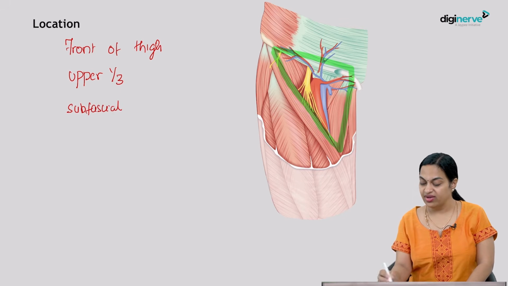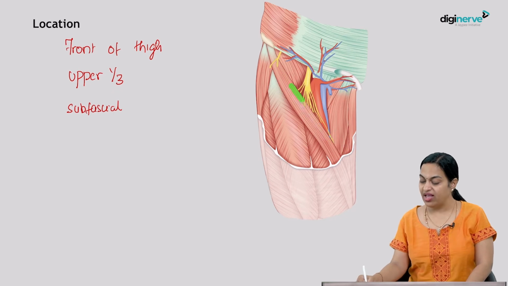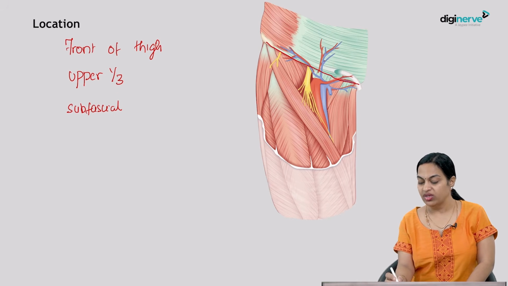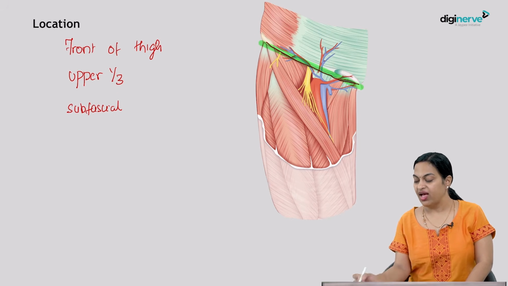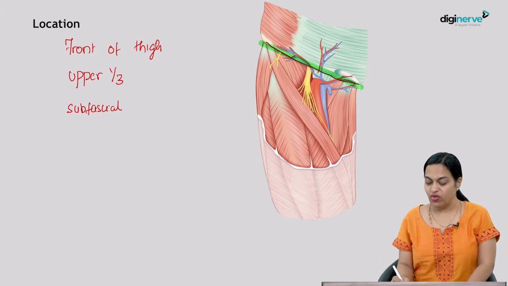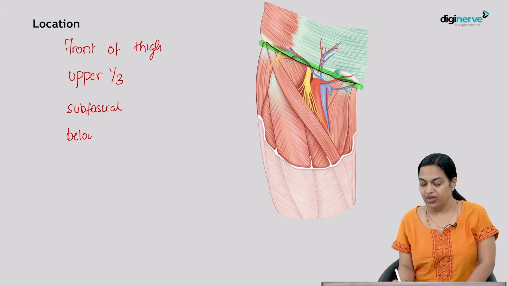This one here, extending from the, I'll mark it here, from the anterosuperior iliac spine to the pubic tubercle is an important landmark called the inguinal ligament. This femoral triangle is situated below the inguinal ligament. What is this inguinal ligament?